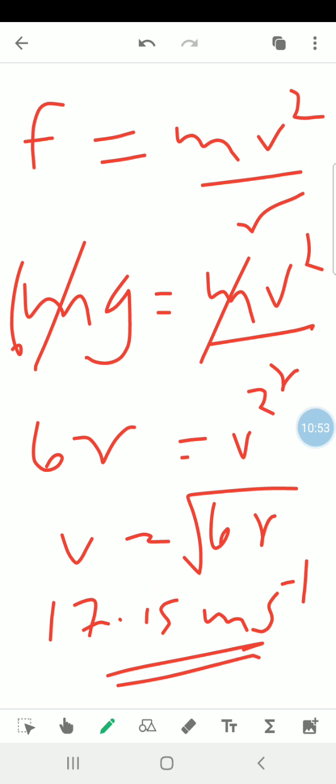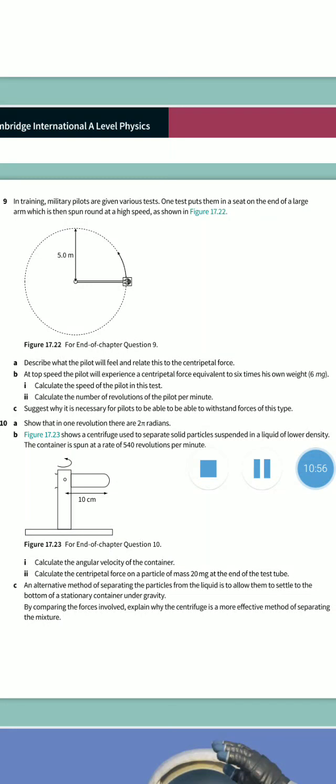I hope you understood this. Let's go to part 2. Calculate the number of revolutions of the pilot per minute. So now we have to relate this to omega, the angular velocity. So you find out the angular velocity.